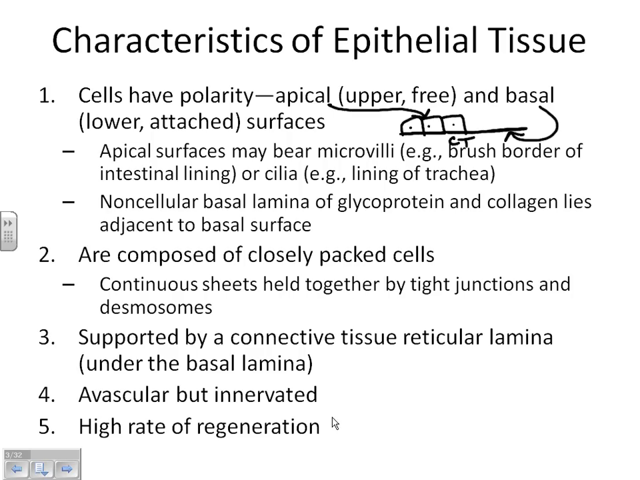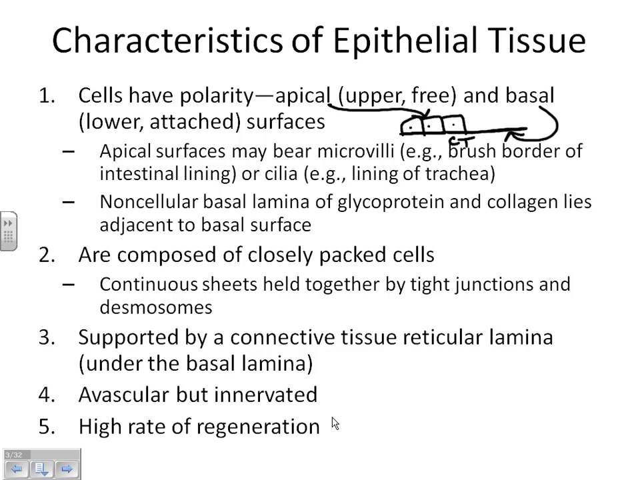Okay? The last two are not quite as useful when it comes to identifying them, but it's important for some of the function, the physiology we're going to get to a little later. All epithelial tissue is avascular, but innervated. Okay, that's just fancy words. What does that mean? What does avascular mean? It doesn't have any blood vessels, right? It has no blood flow. Okay? I can prove it to you.